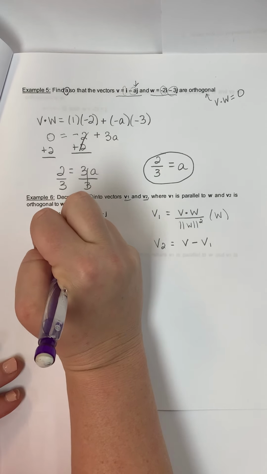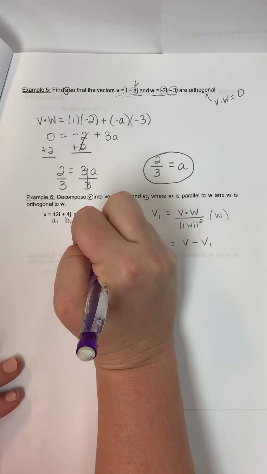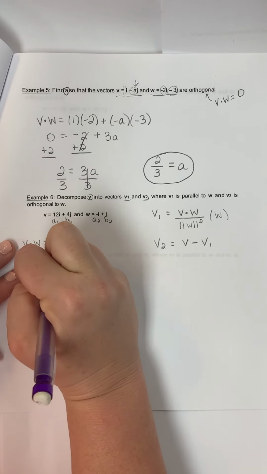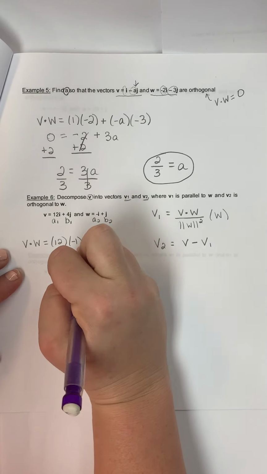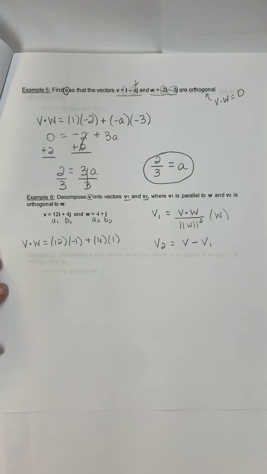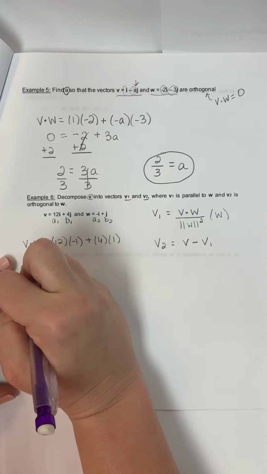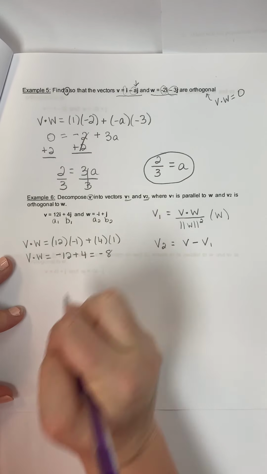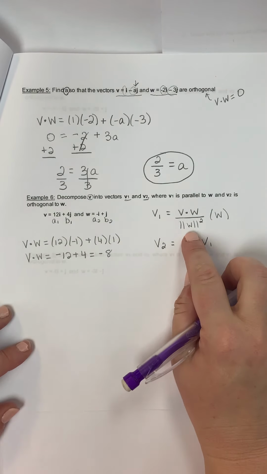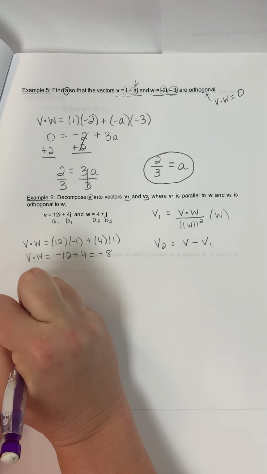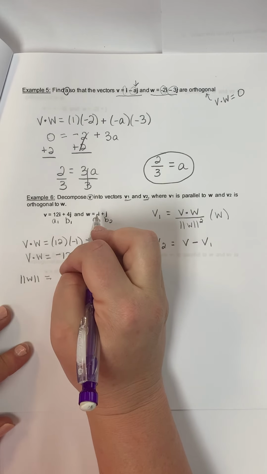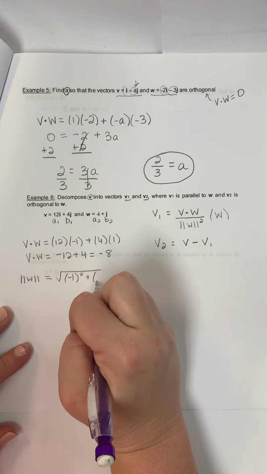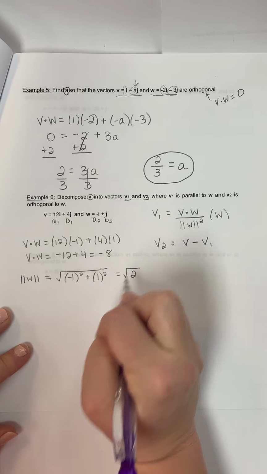All right, I'm going to label these because I'm going to have to find a dot product. So v times w is going to be 12 times -1 plus 4 times +1. Find the dot product of that. I get -12 plus 4. That gives me a -8. The other thing I need is the magnitude of w. So I don't have to find the magnitude of both, just w. So I'm going to take -1 squared plus 1 squared. I'm going to get the square root of 2.